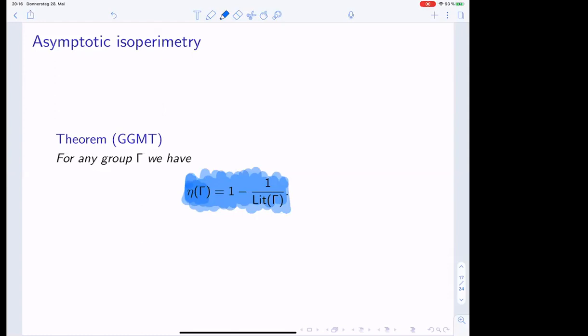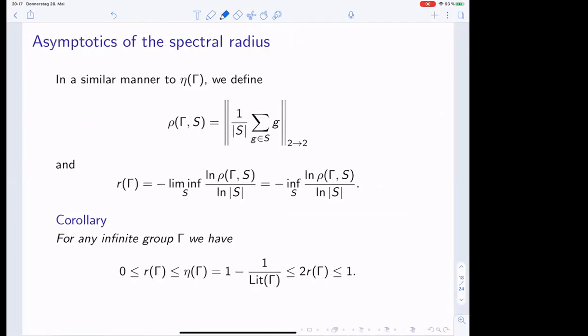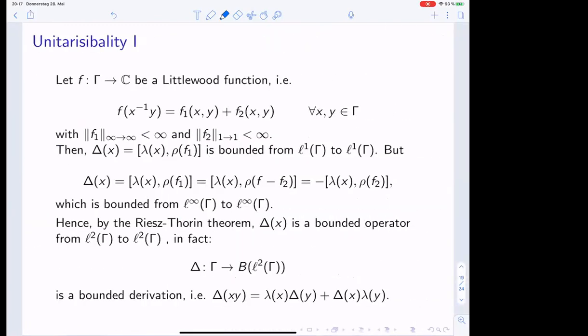And we will use exactly this mechanism to provide a group which has a finite Littlewood exponent while still being non-amenable. That's exactly a computation of the right side using some geometric information about the group that we provide using isoperimetric information. Okay, I will skip this with the spectral radius.